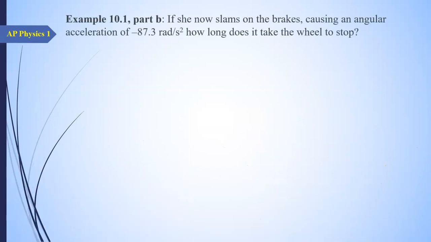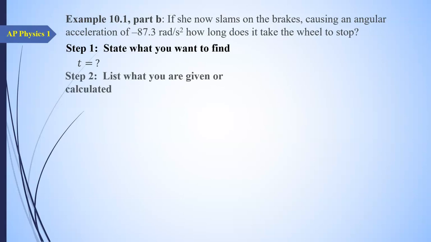Okay, now we're moving on to part B of the same problem. If she now slams on the brakes, causing an angular acceleration of negative 87.3 radians per second squared, how long does it take the wheel to stop? So step 1, state what you're trying to find. You're trying to find the time. How long is it going to take for the wheel to come to a stop?